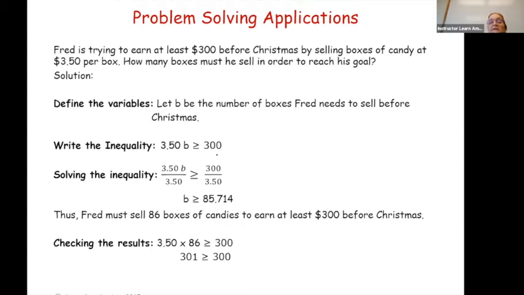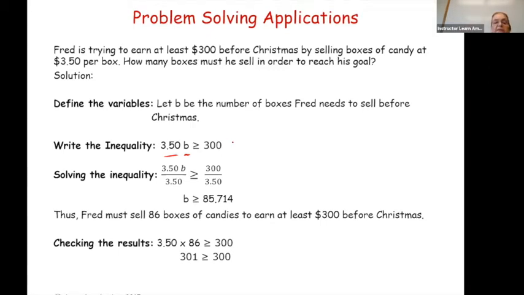So supposing B, which is a good choice, it sort of reminds you that it stands for the number of boxes Fred needs to sell before Christmas. We know that each box is going to cost $3.50. We don't include the dollar sign; we know it's in dollars, okay? So $3.50 times the number of boxes is going to give us the total revenue. He has to have more than $300, or he could have $300. When we say at least 300, it means it could be 300 or more, okay? So therefore, to show 300 or more, we have greater than or equal to 300.